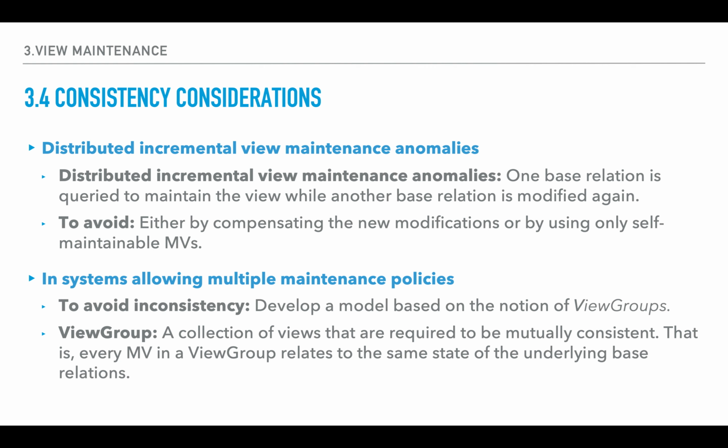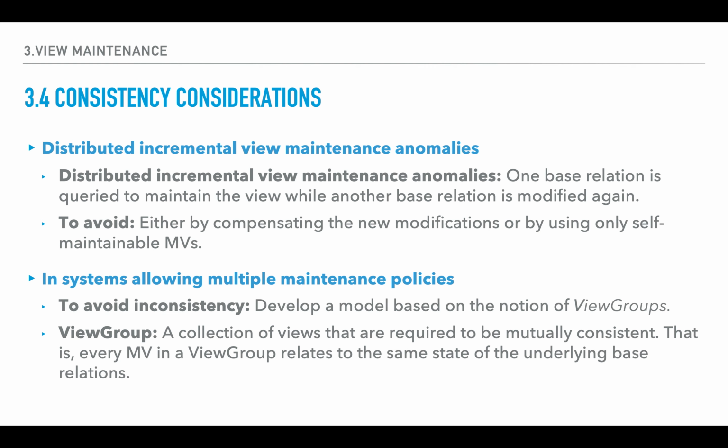Distributed incremental view maintenance anomalies happen when one base relation is queried to maintain the view while another one is modified again. These anomalies can be avoided either by compensating for the new modifications or by using only self-maintainable MVs.